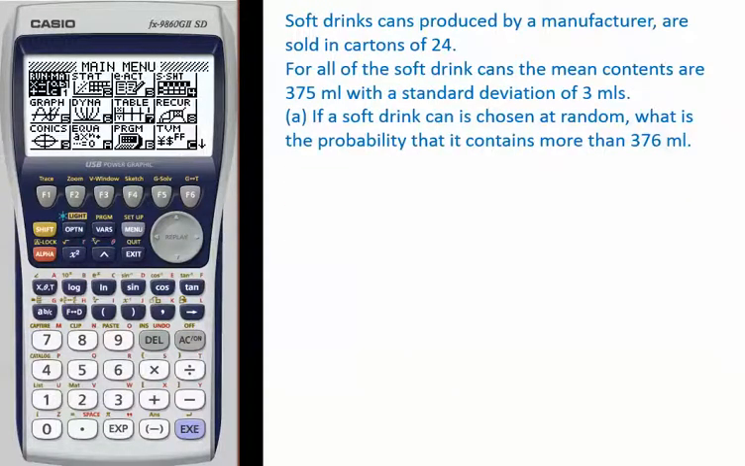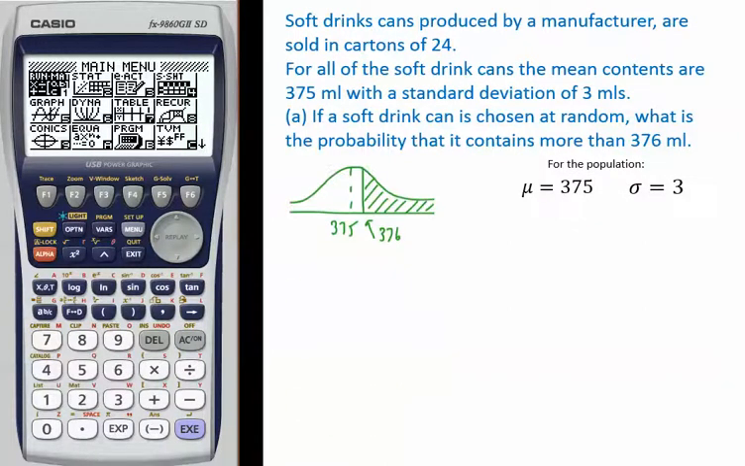The first bit, let's think about it. For all soft drink cans produced, the mean contents is 375. They're telling us that mu is 375 for the population, and the standard deviation for the population is 3 mils. Now, we're just choosing a soft drink can at random, and we want the probability that its contents are more than 376. So we're drawing a picture. Here's 375, the mean, 376, not far away in relation to the standard deviation, which would be here, 378 would be around this mark. So the probability contains more than 376. We've shaded the area to the right of 376.